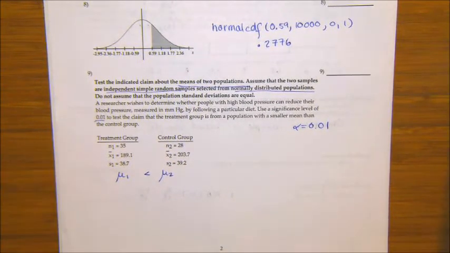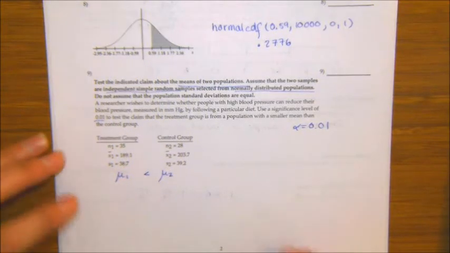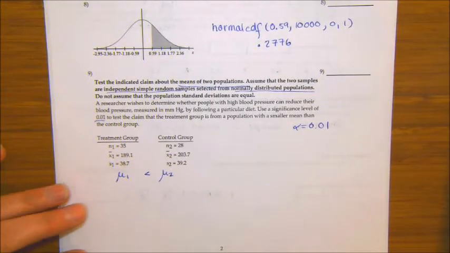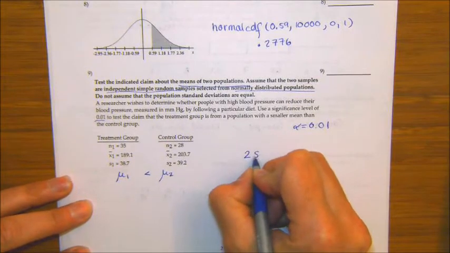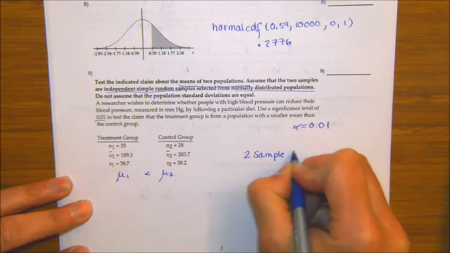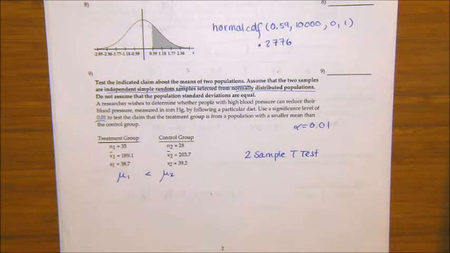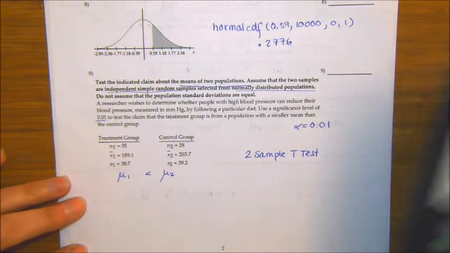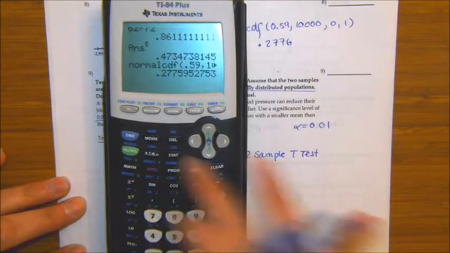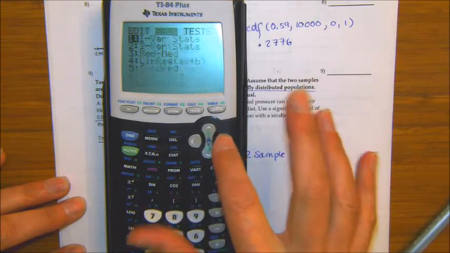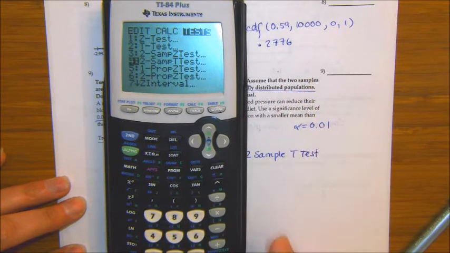We're comparing two populations, and these are two different groups. We have a treatment group and a control group. These are independent samples. We don't have a matched pair design. We have independent groups, so that is a 2-sample t-test. It's a t-test because we do not know what the standard deviation is. So we have a 2-sample t-test. Okay, so we're going to go to stat, to test. We're going to arrow down to 2-sample t-test.